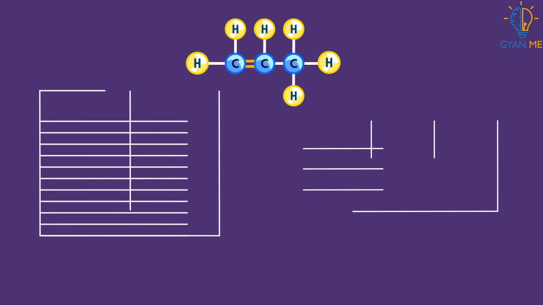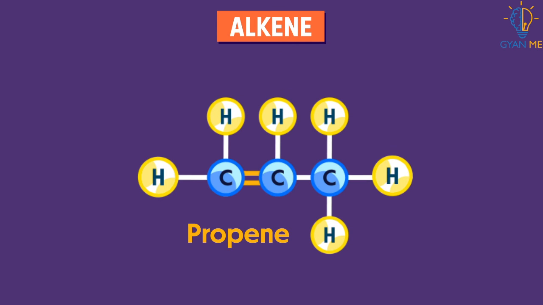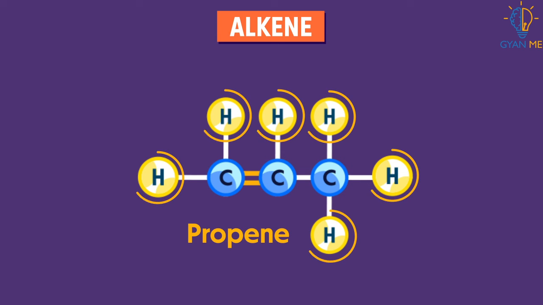Now as you see, the number of carbon atoms here is 3. So the name of this compound will have the root word prop and the suffix -ene because it belongs to the alkene family. And thus this compound gets the name propene. Here the first carbon atom forms a double covalent bond with the second carbon atom, while there is a single covalent bond between the second and third atoms. Their remaining valencies are satisfied by 6 hydrogen atoms bonding like this.